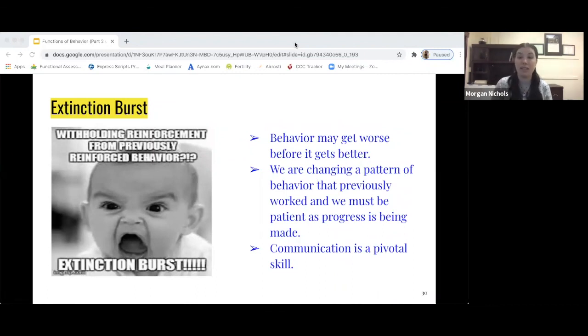The behavior is going to get worse before it gets better, which is called an extinction burst, but you just have to get past that, right? So make sure you have communication. That's their way of communicating, especially little kids. They don't really have another way of communicating other than crying. And so we understand that the behavior is going to get worse before it gets better, but that's okay and expected, right?